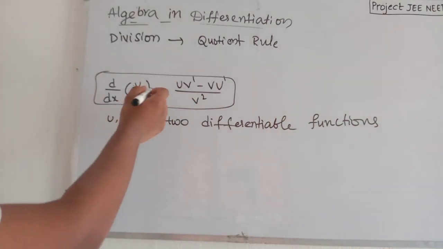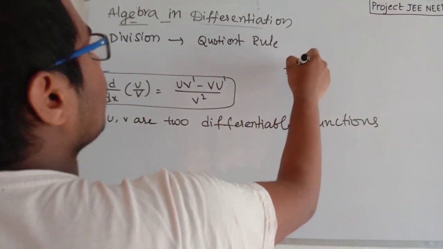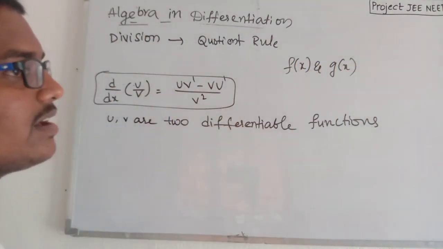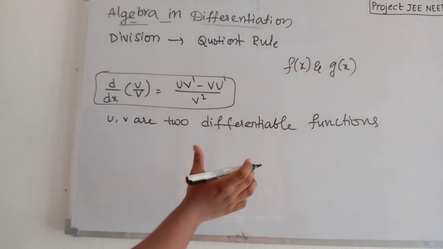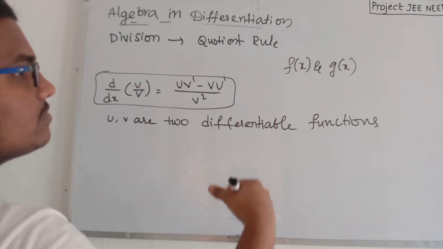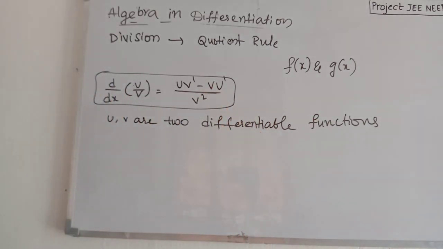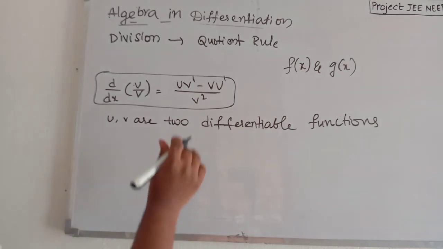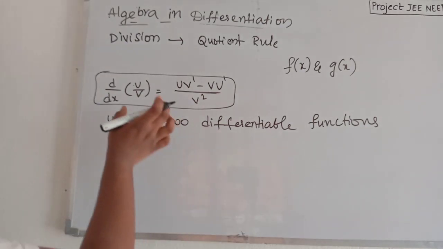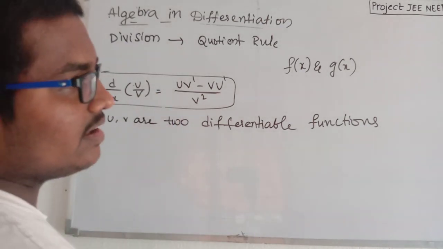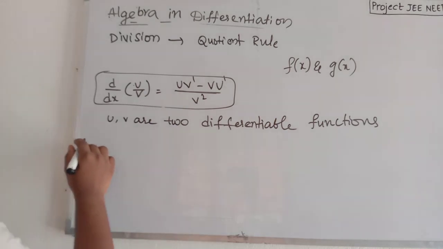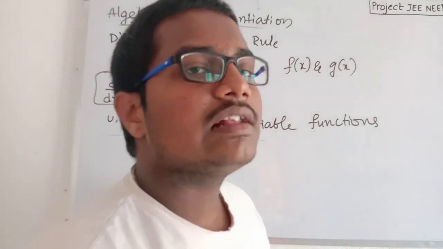If we write this u comma v in terms of f of x and g of x, that will be a much bigger formula, but that formula is the same as this one. It will look more complicated compared to this expression, but it is the same formula. This is in terms of u and v, the same concept and the same formula but different terms. So up to here we have completed algebra in differentiation.